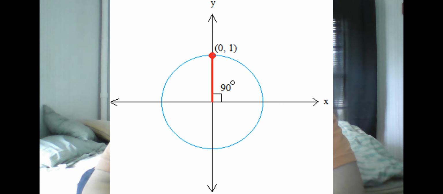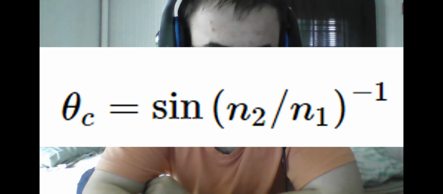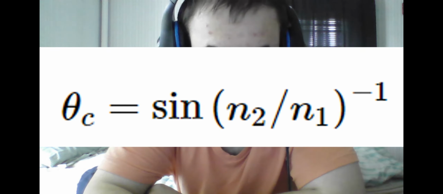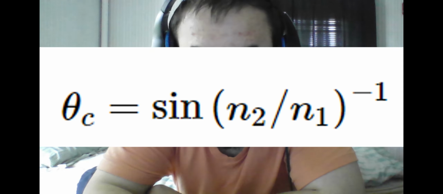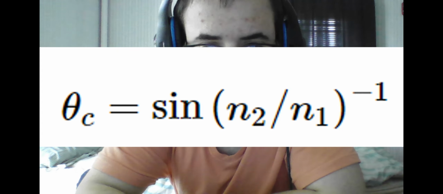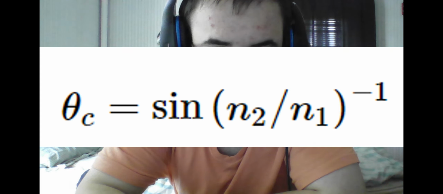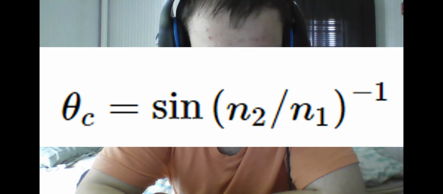So next, we algebraically rearrange the equation so that the sine of the critical angle is equal to the index of refraction at point 2 divided by the index of refraction at point 1. And so, we would simply take the inverse sine of both sides. And we have a convenient formula that we can use on the fly to figure out the critical angle for when total internal reflection occurs.